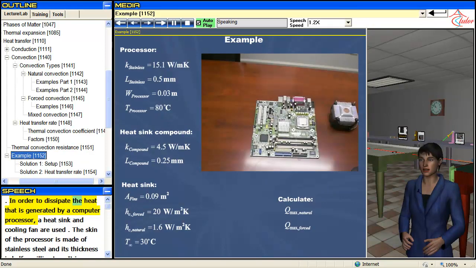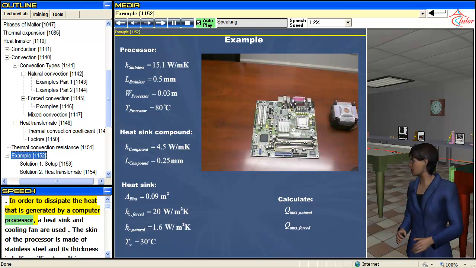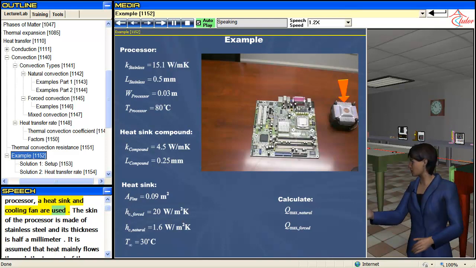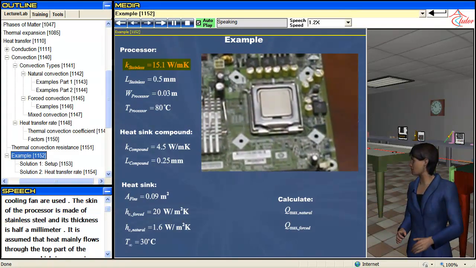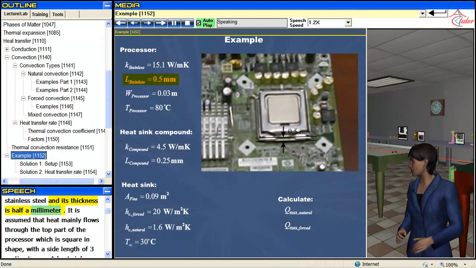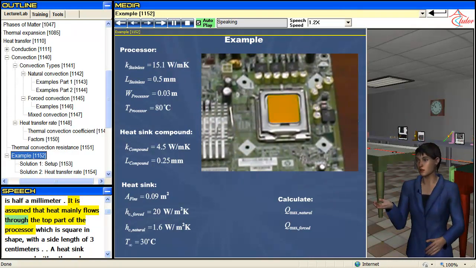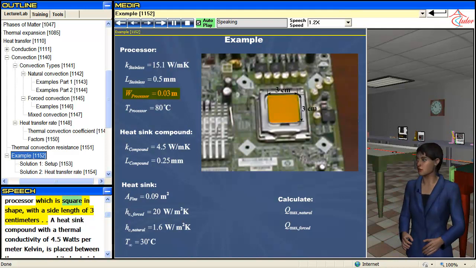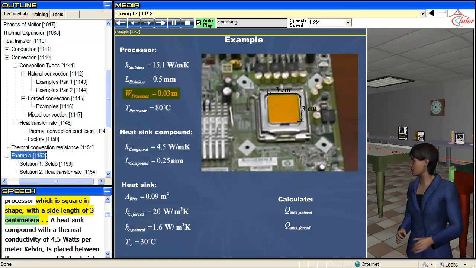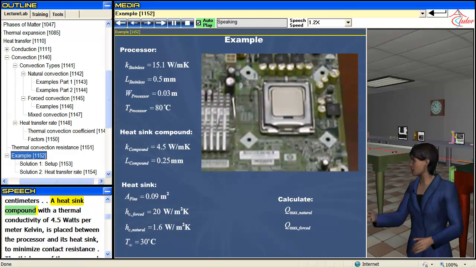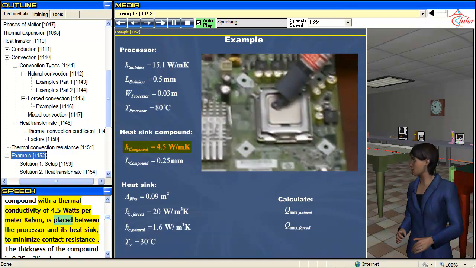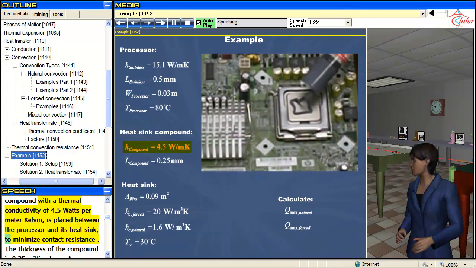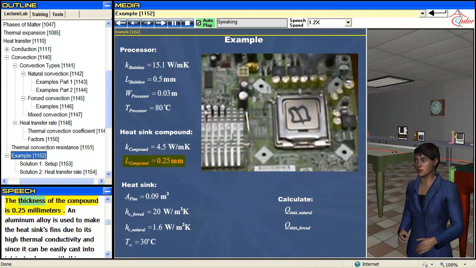In order to dissipate the heat that is generated by a computer processor, the heat sink and cooling fan are used. The skin of the processor is made of stainless steel, and its thickness is 0.5 millimeter. It is assumed that heat mainly flows through the top part of the processor, which is square in shape, with a side length of 3 centimeters. The heat sink compound, with a thermal conductivity of 4.5 watts per meter Kelvin, is placed between the processor and its heat sink, to minimize contact resistance. The thickness of the compound is 0.25 millimeters.